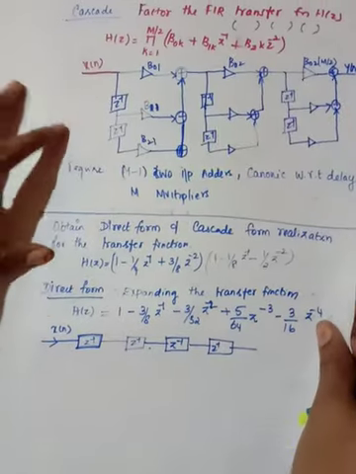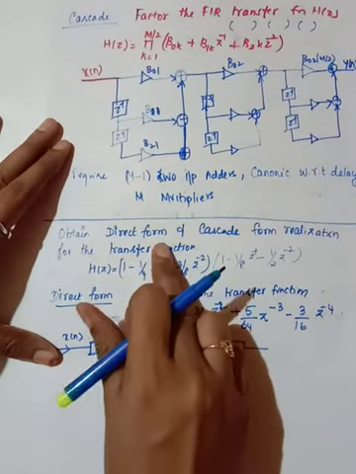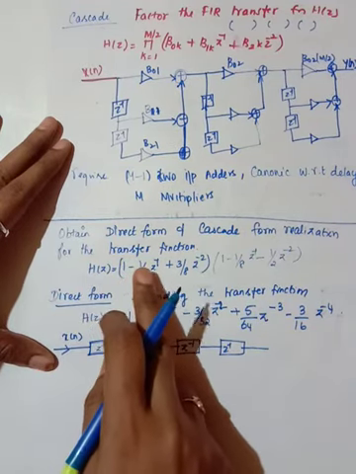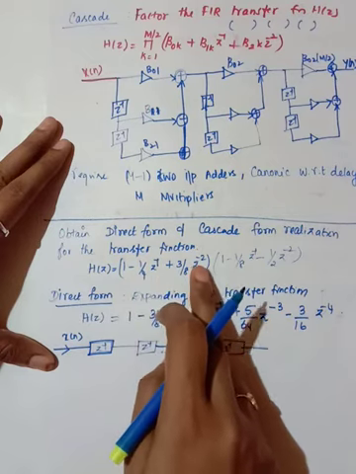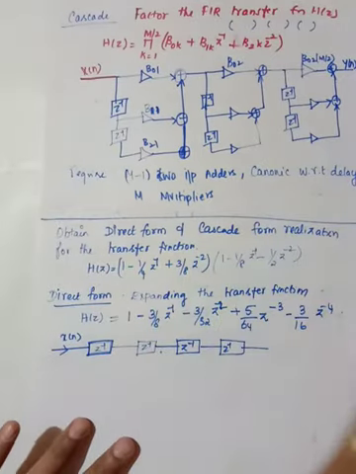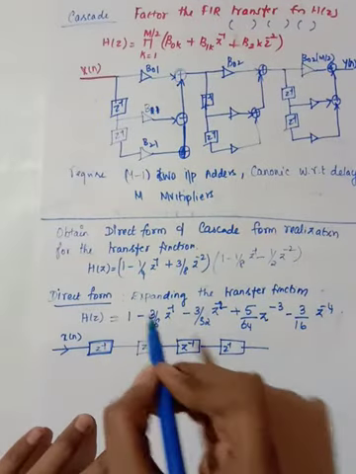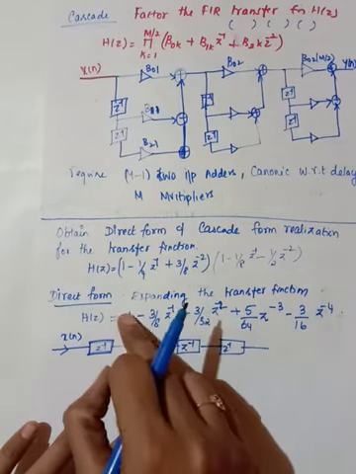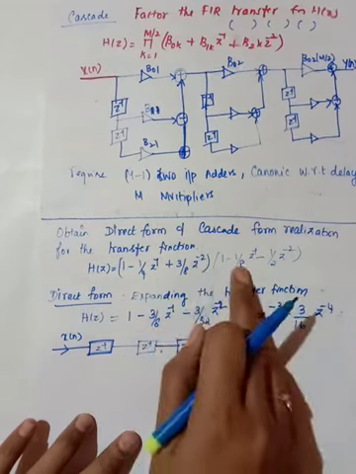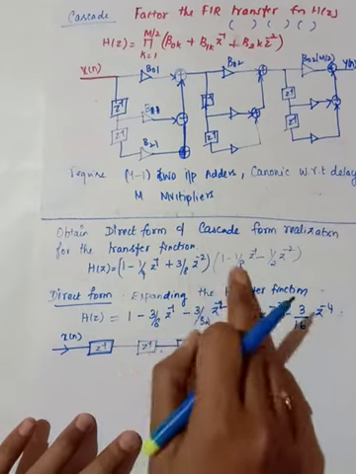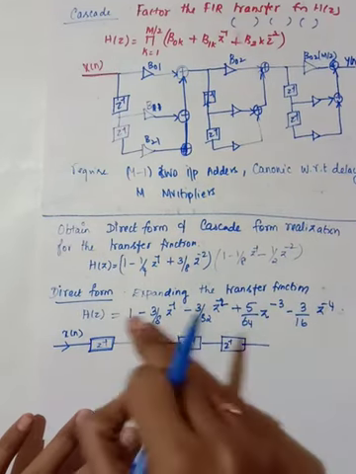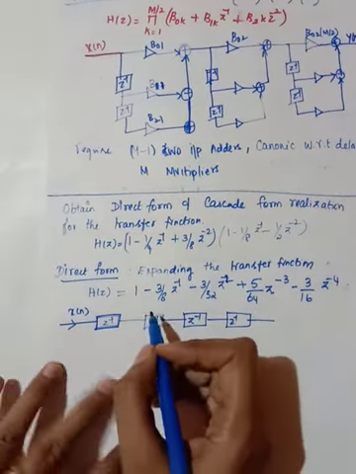Now we will see the problem. Here, obtain the direct form and cascade form realization of the transfer function H of z equal to 1 minus 1 by 4 z inverse plus 3 by 8 z power minus 2. Like this they have given it in two-factor form. Now in order to implement the direct form, the first condition is you have to get a single transfer function. So what we need to do is multiply these two factored functions, and you will get the transfer function like this.